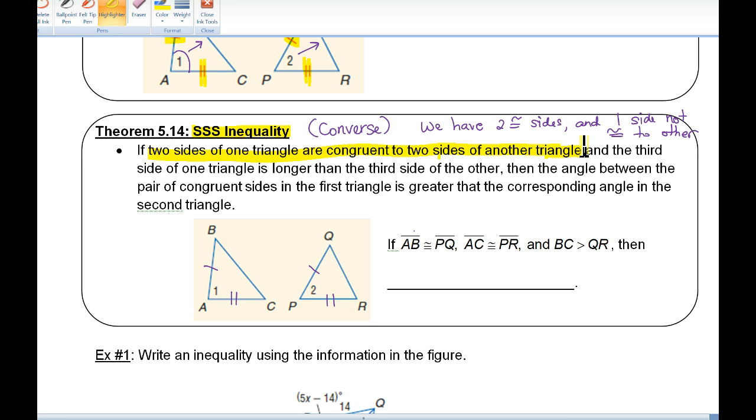So now the last one was side angle side, so it's like we had two sides that were congruent and we were talking about the angles. Now what happens if we know BC? So what if BC is larger than QR? What does that tell us about the angles? Angle 1 is greater than angle 2. Right, so measure of angle 1 is greater than measure of angle 2.